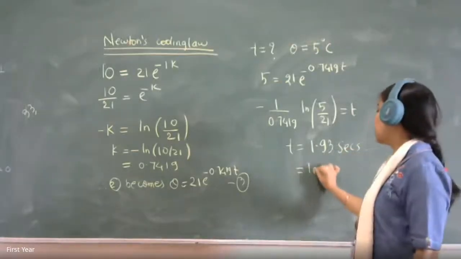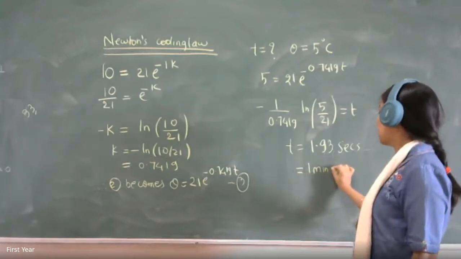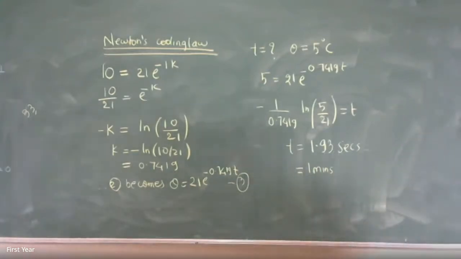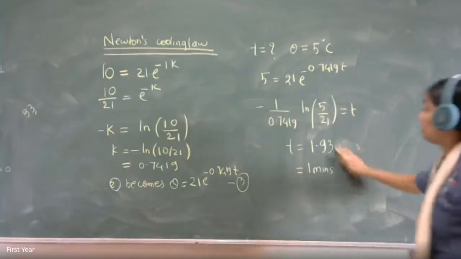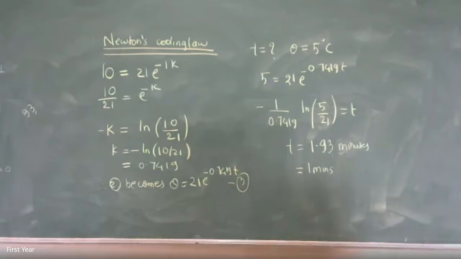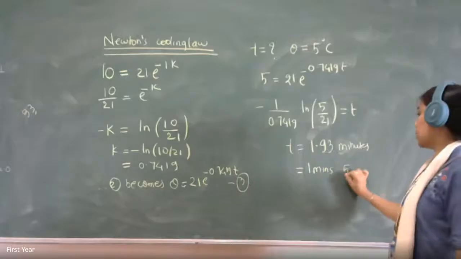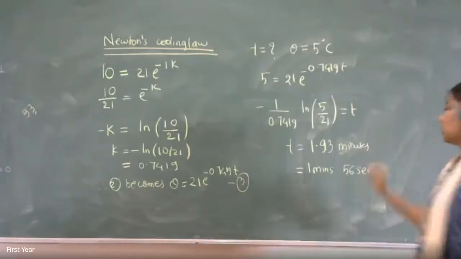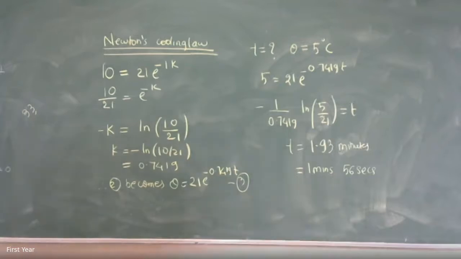Multiply this 0.93 with 60, because minutes was given, everything was given in minutes. So 0.93 multiplied by 60, so you get seconds. 56 seconds. So that's your answer. Is it okay? Clear to everyone? 1 minute 56 seconds. The temperature will drop down to 5 degrees Celsius. Clear everyone?